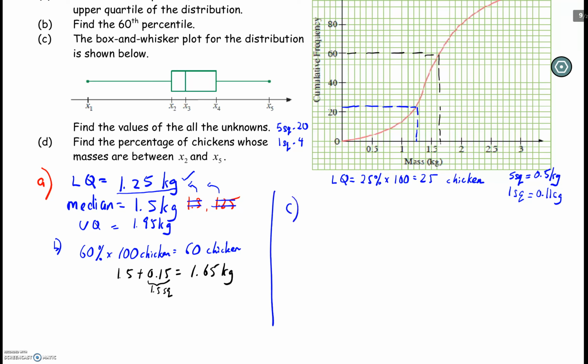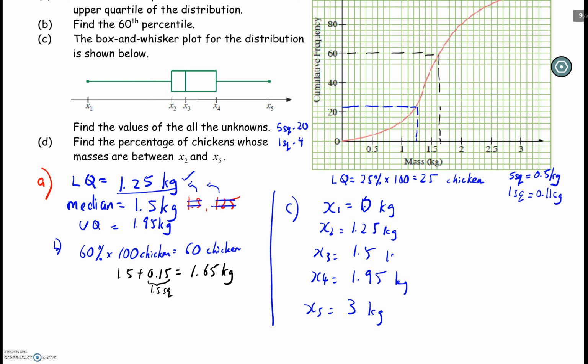Box and whisker plot is shown below. Find the unknown for everything. So, x1, what is the answer? 0. 0 kg, that's correct. x2? 1.25. Very good. x3? 1.5. x4? 1.95. x5? 3 kg. Remember to write the units.